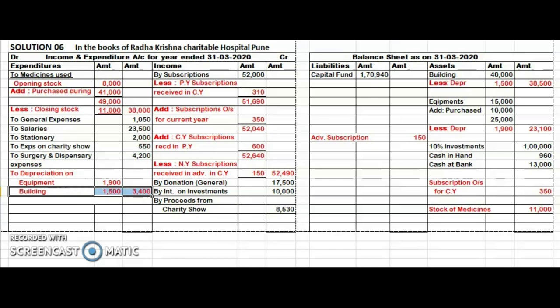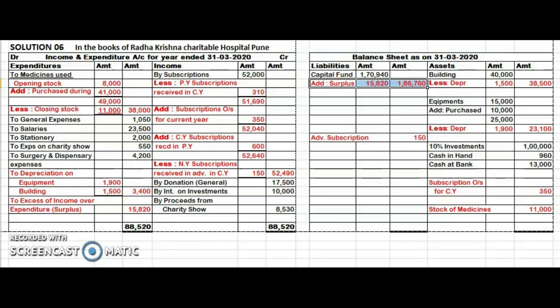Let's close income and expenditure account. When we close income and expenditure account, we get the total of 88,520 on the credit side, which is greater. And so we get a surplus of 15,820. Now we add this surplus in capital fund on the liability side of our balance sheet. We get an amount of 1,86,760 as a closing balance of capital fund.